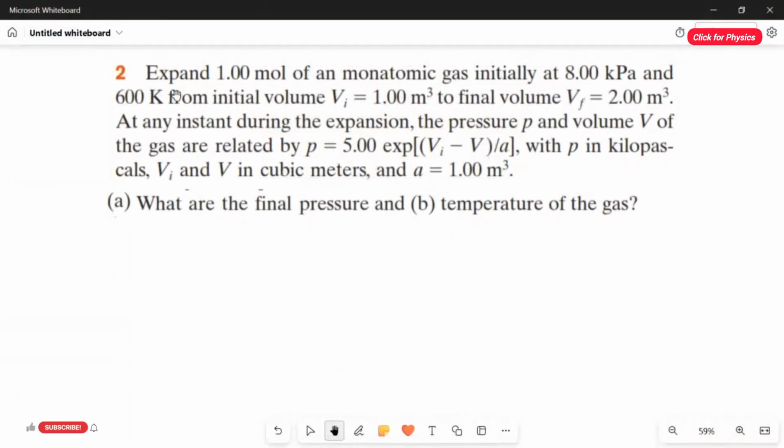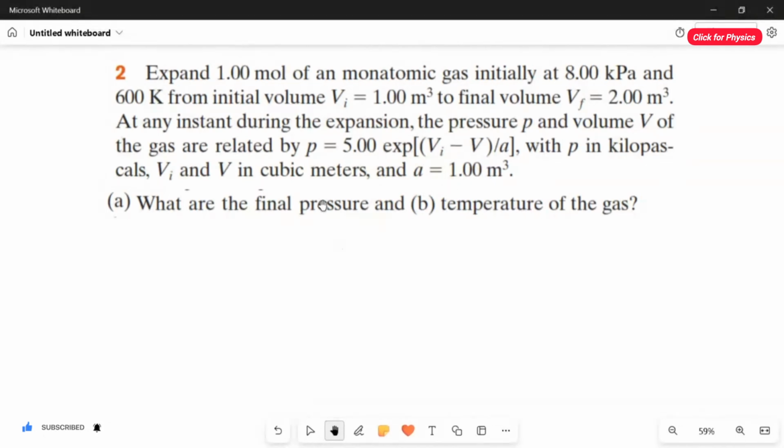Problem number 2. Expand 1 mole of a monoatomic gas initially at 8 kilopascal and 600 Kelvin from initial volume Vi equal to 1 cubic meter to final volume Vf equal to 2 cubic meter. At any instant during the expansion, the pressure P and volume V of the gas are related by the equation P equal to 5 exponential of (Vi minus V) over A, with P in kilopascals, Vi and V in cubic meters, and the value of A equal to 1 cubic meter.